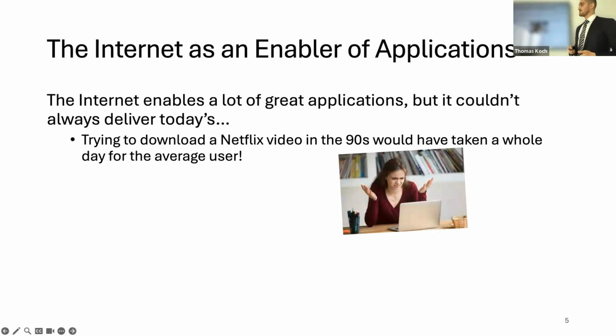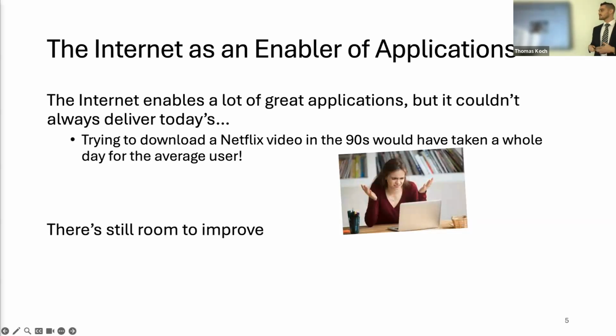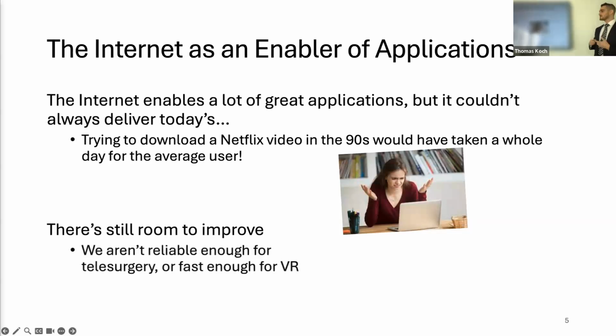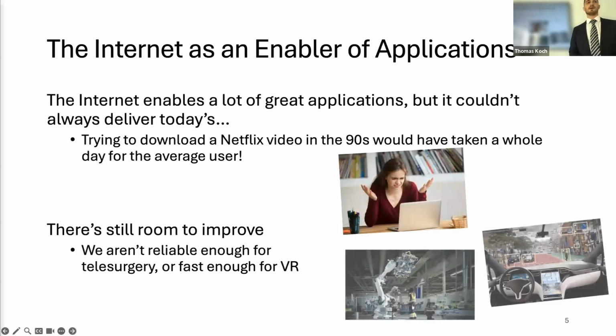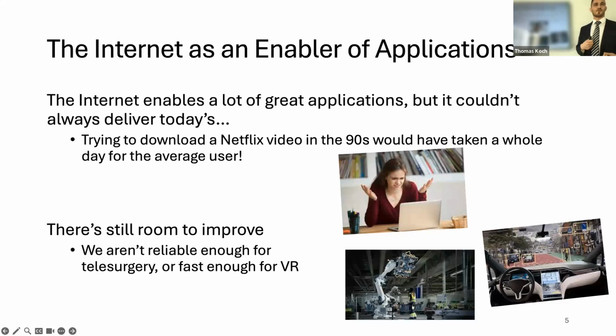So sitting here thinking that the internet works great, let's ask, well, what more could it do? And there's still room to improve. The internet's not reliable enough for telesurgery or fast enough for VR. And there's emerging applications for which we're questionably there. Like here is a 5G enabled warehouse with robots using the network intensively to make complex decisions, or autonomous vehicles making critical decisions based on the network.